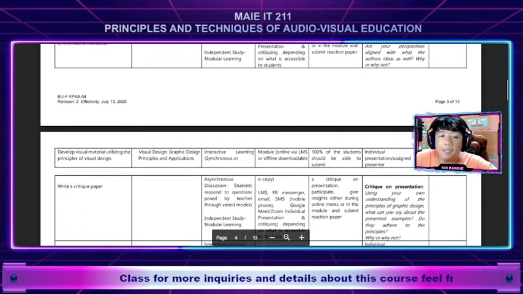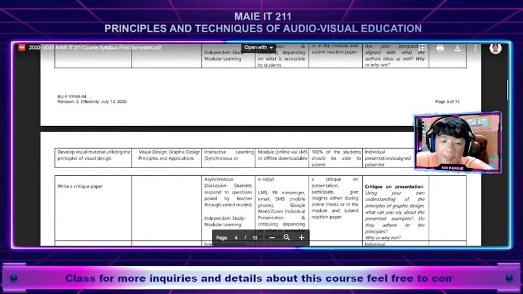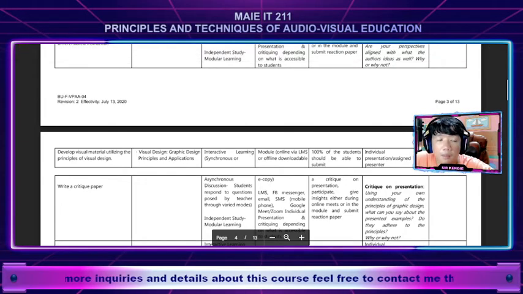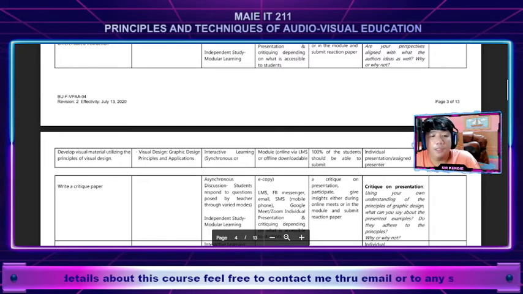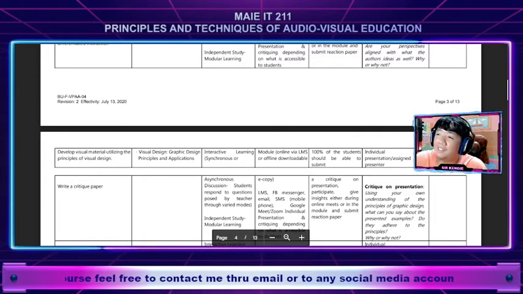Another interesting topic is about visual design. What is visual design? When we say visual design, it focuses on the aesthetics. Because this is the term that's popular now among millennials.